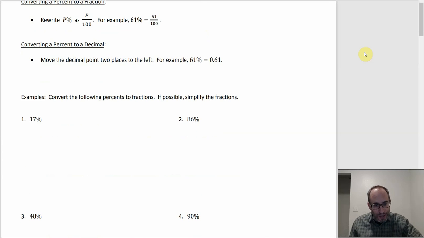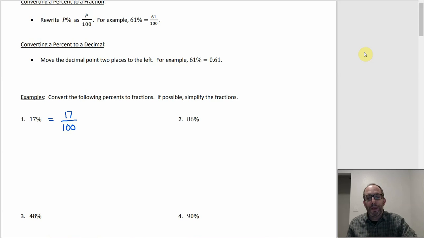So first things first, with these examples about how to convert percents to fractions. The first thing is just write the numerical part of the percent over 100. So for 17%, you could just write that as 17 over 100. And now it's in fraction form, and 17 is a prime number, and 17 doesn't divide 100, so there's no common factor there other than 1, so that doesn't reduce any further.